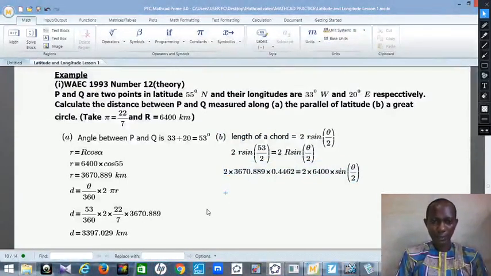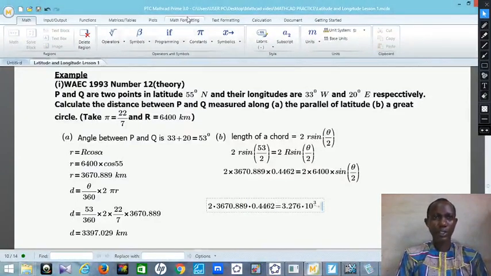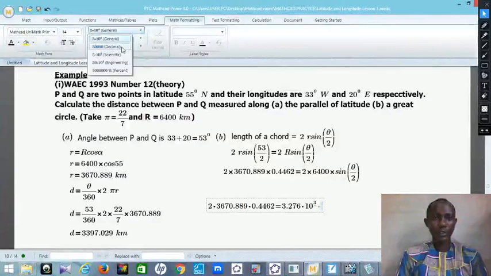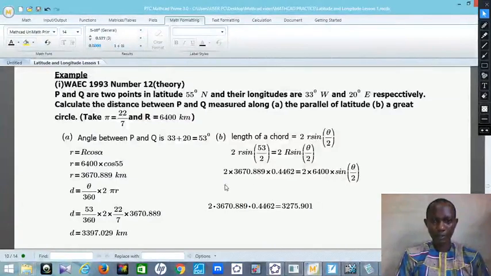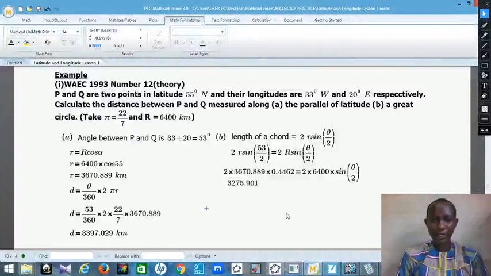Now let's simplify this. I will not waste time on this. Let me do it on my screen here: 2 times 3670.889 times 0.4462. Let's put it in decimal. The left hand side is 3275.901. Let me check, I hope I didn't make a mistake. 2 times 3670.89 times 0.4462 is correct. So that is the answer for the left hand side.